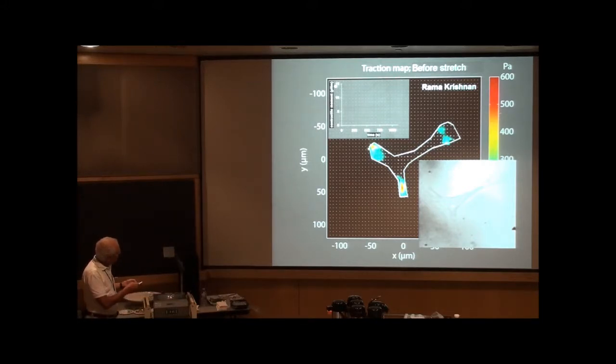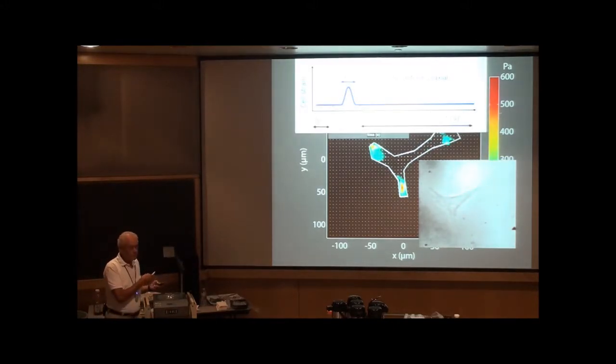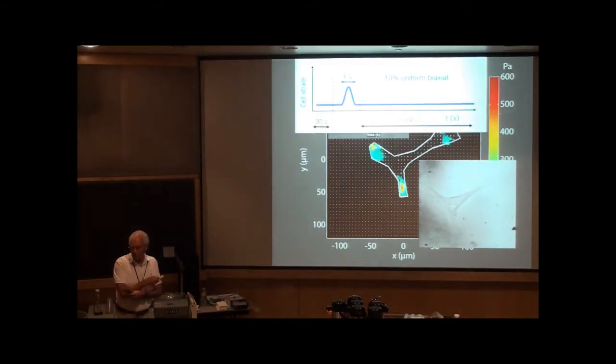So here, this happens to be an airway smooth muscle cell, and that's the static traction map. Here's, I think, the phase contrast image of the same cell. And so what he did was he put this cell through a stretch just like you did earlier. So this is cell strain time, and here he took a 4-second stretch of a 10% uniform biaxial stretch. So that's right in the middle of the physiologic range as regards lung.